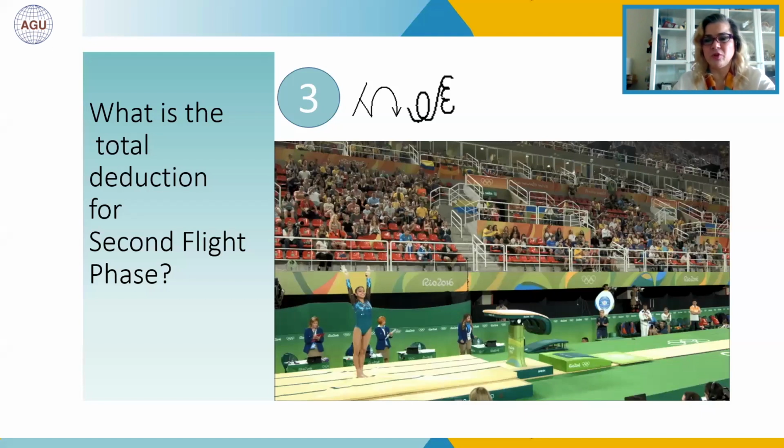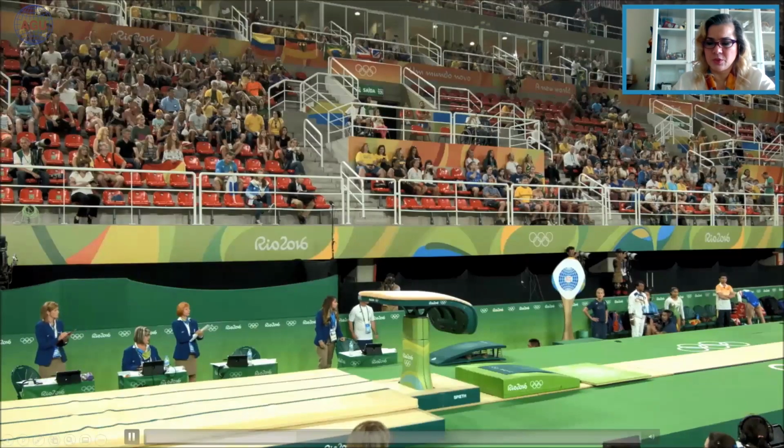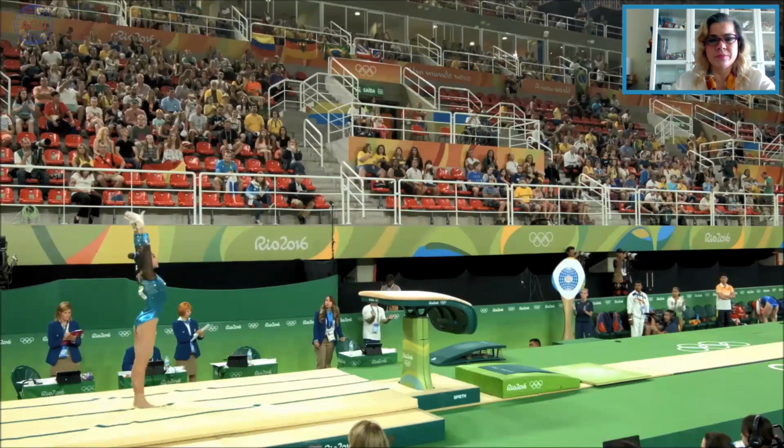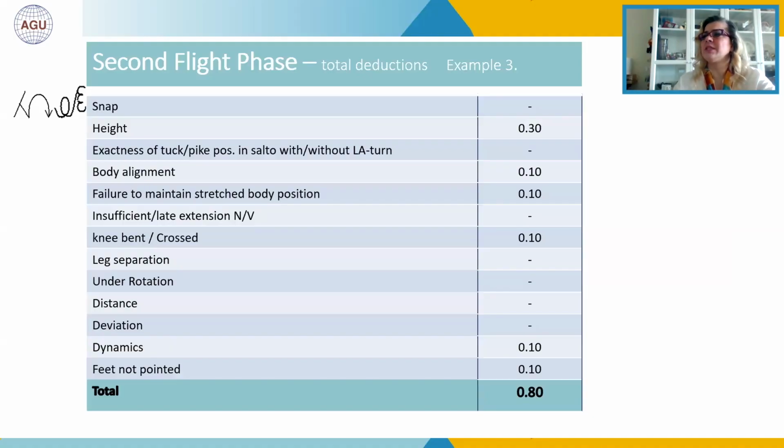Okay, a bit better performance. Let's see what we have here. No, let's watch it one more time, no problem. And here is the deduction for Yurchenko, salto backward stretch, double twist.